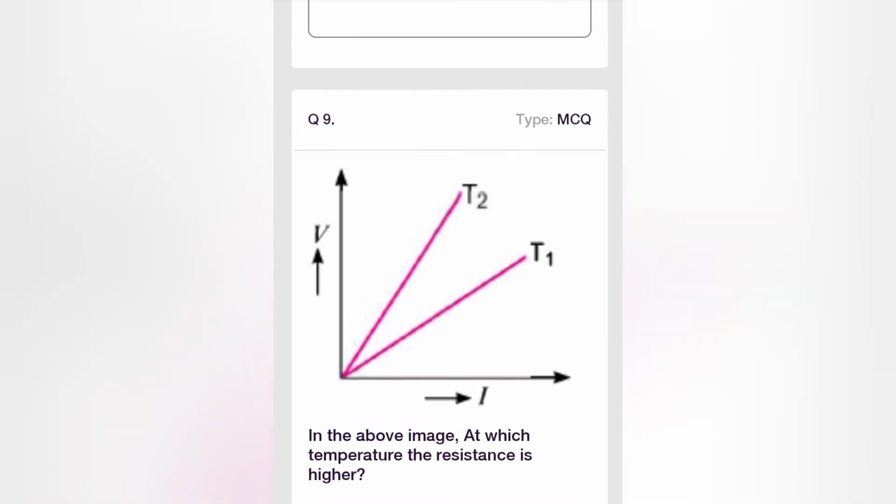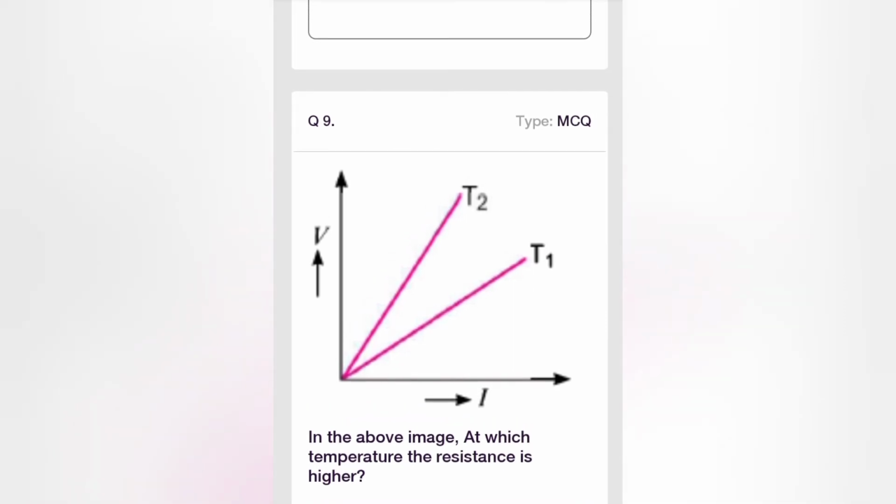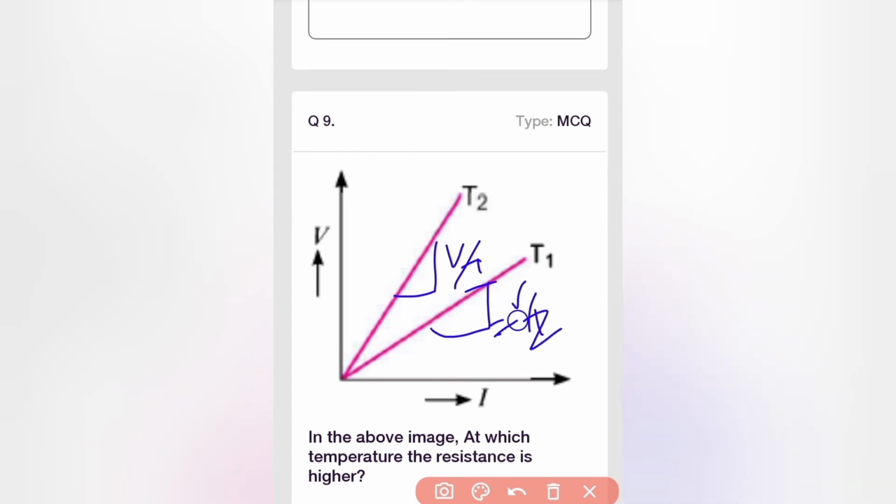Here in the figure, at which temperature is the resistance higher? So you know the slope of this and slope of this when you take. So here V is going to be more. V by I ratio, that is going to be resistance. So this V by I ratio is going to be more. So therefore this R2 resistance will have higher resistance. That means the slope, that is the resistance having the slope, this one, first one, R2 is going to have higher resistance.